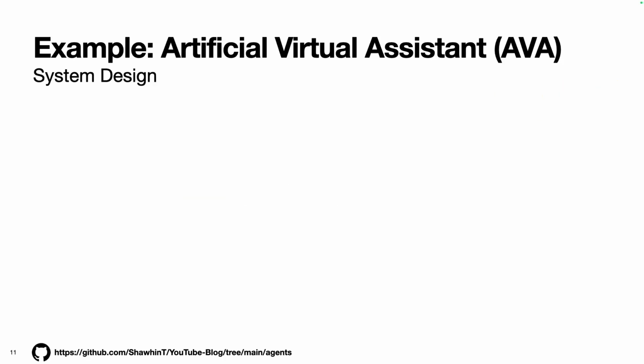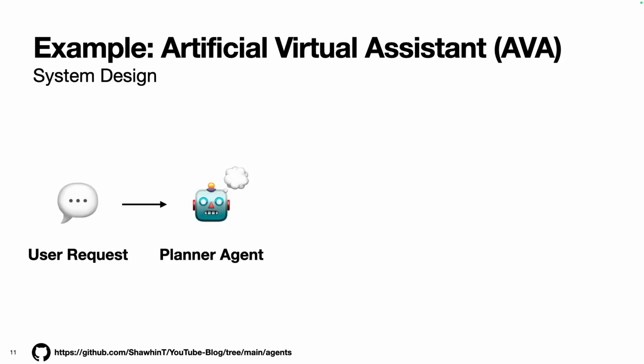The way I'm implementing the initial version of the system is as follows. I'll take user requests, which will come from me, and then pass this request to a planner agent. The goal of this agent is to break down the task and understand what it is the user's asking for.